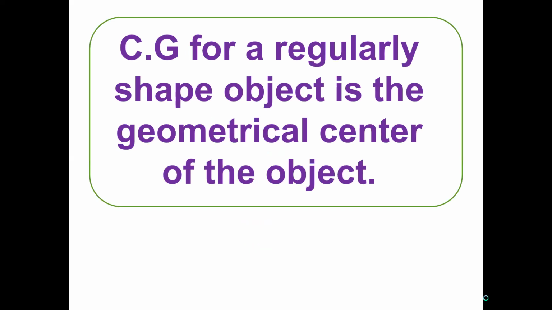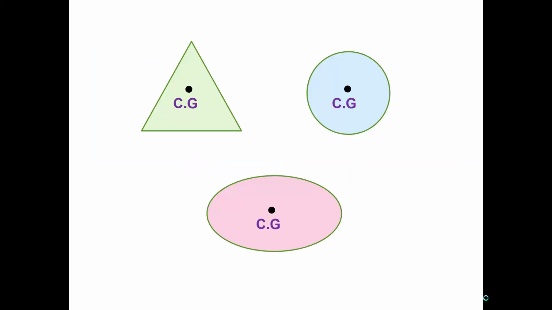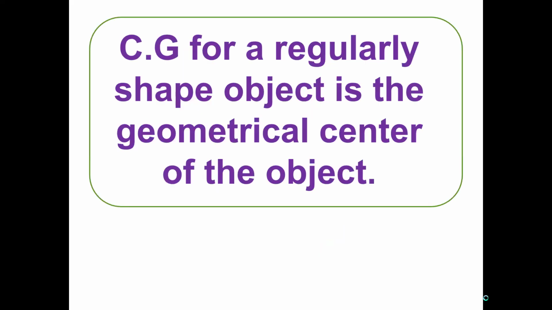Now, our next concept: CG for a regularly shaped object is the geometrical center of the object. So this is the idea of a regular shape object. Regular shape objects are like the triangle, a circle, a sphere, an ellipse. So here the CG is at the geometrical center. For these objects which are symmetrical, the CG is at the geometrical center. So this is our next concept. You have to copy this.